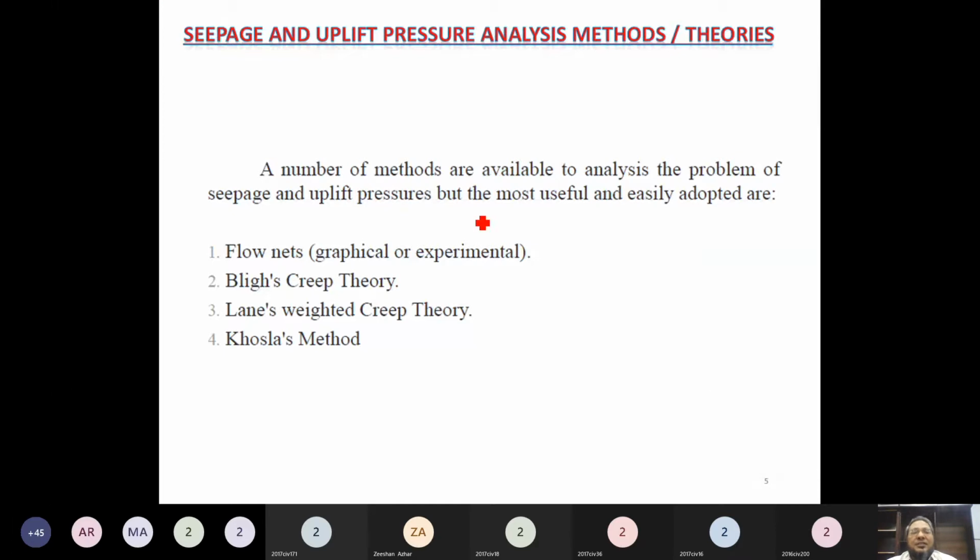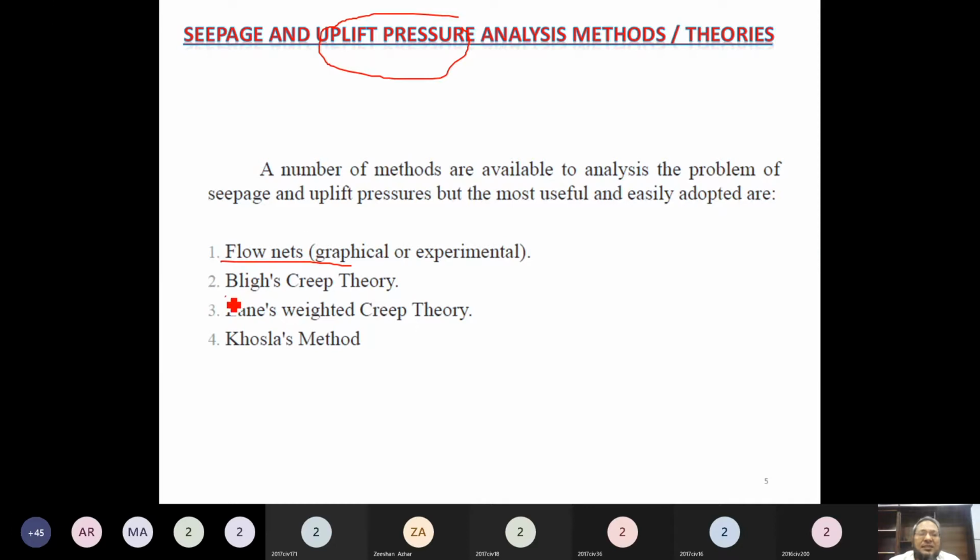Now the seepage, now the question is, we must determine the uplift pressure. We must find some ways or means by which we can determine the uplift pressures and also the undermining. So a number of methods are available, but these four are the very common methods. One is by using the flow nets, or graphical method by which we can compute the uplift pressure and also the undermining phenomena.